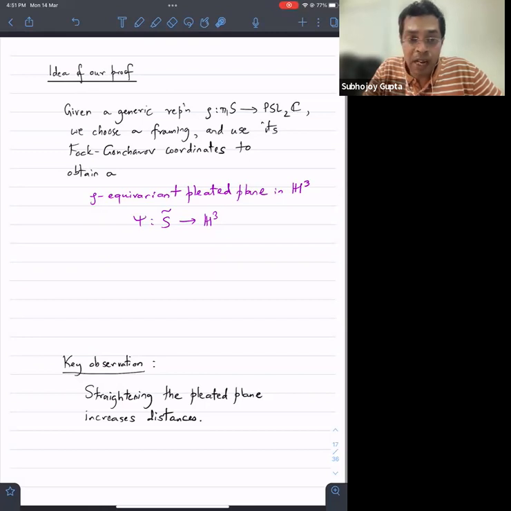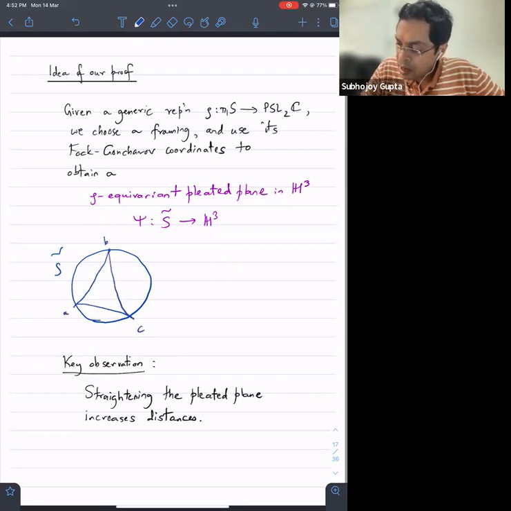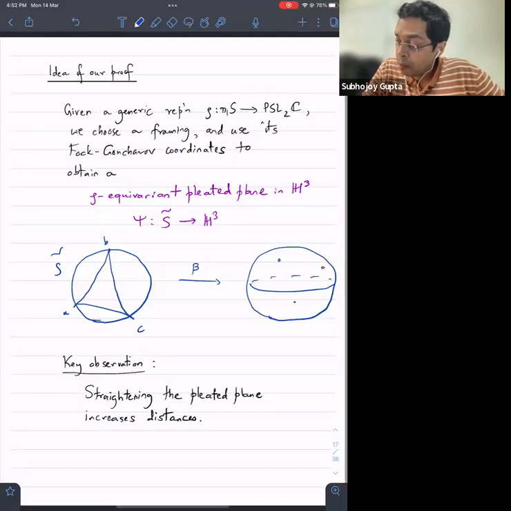The idea of our proof is, given a generic representation, we choose this framing and use its Fock-Goncharov coordinates to obtain a pleated plane in H3. Okay, so let me just draw that picture again. In the universal cover, you have a triangulation. I'm going to draw just one triangle, let's say with ideal vertices A, B, C. This is being mapped by beta. The framing maps these ideal points to 3 points on the boundary at infinity of H3, which you can think of as CP1.